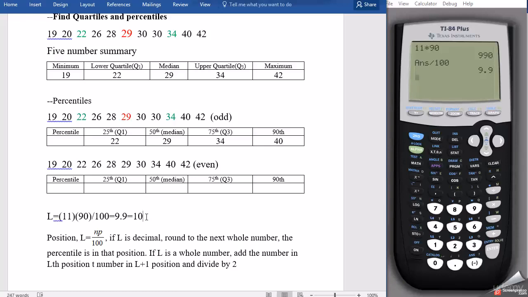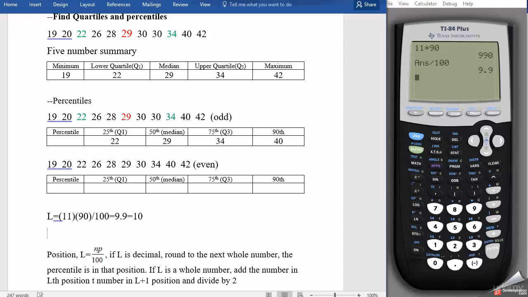Okay, now let's look for the 90th percentile for these numbers. You can see that this is almost the same as the one on top, except that now we have 10 values instead of 11. I think we've removed one of the 30s. Okay, so we're going to compute that. Let's say we have L, again finding the position, is equal to 10 is the number, times 90, then divided by 100. So what do we get?